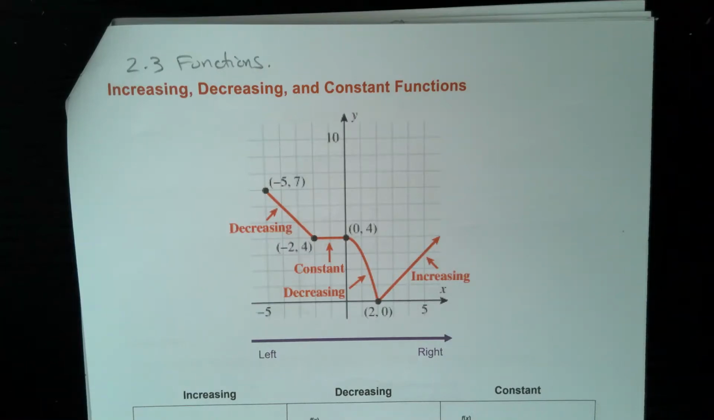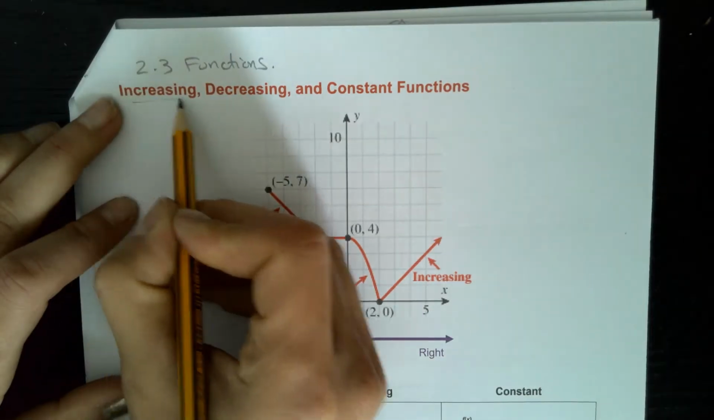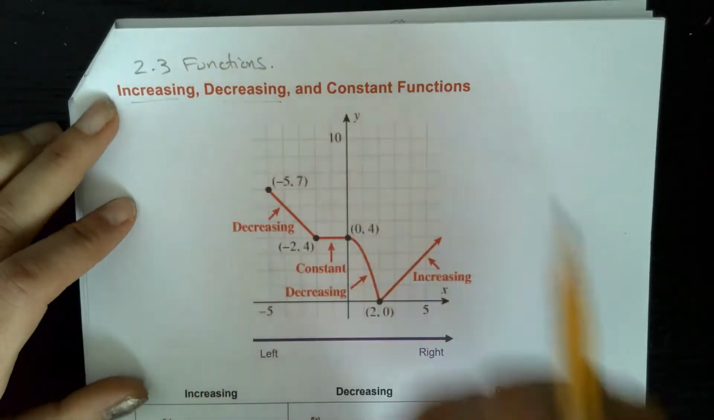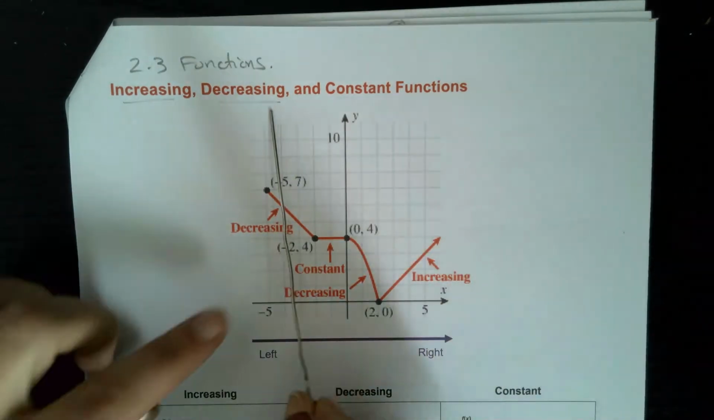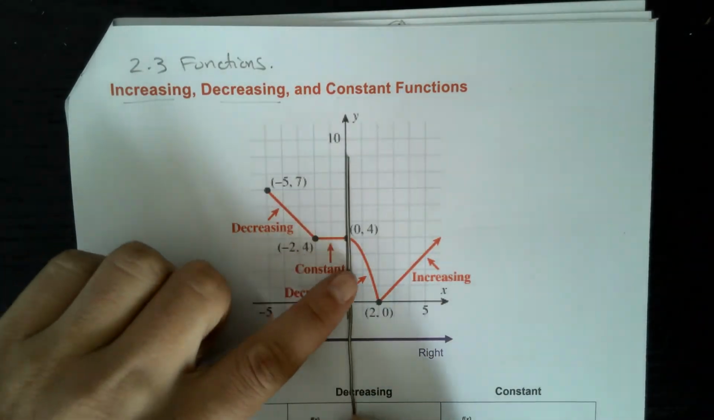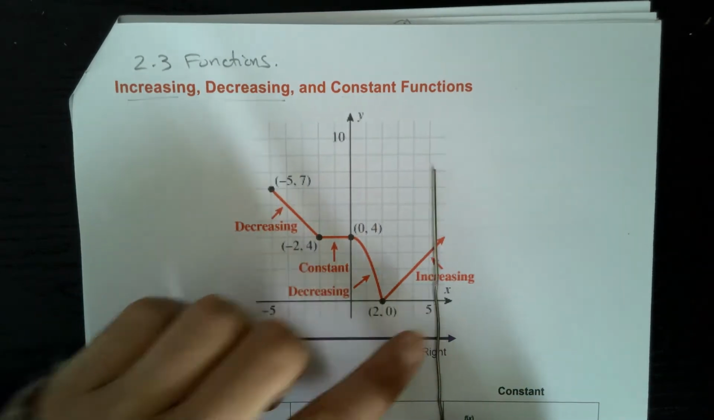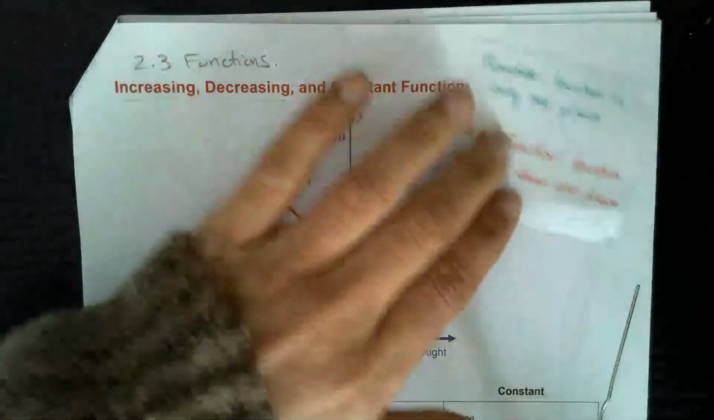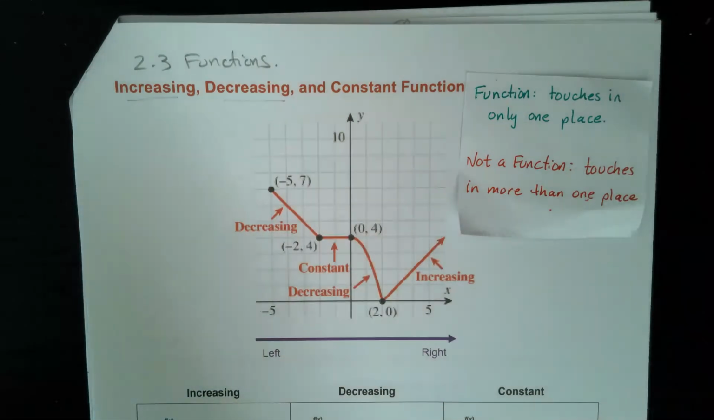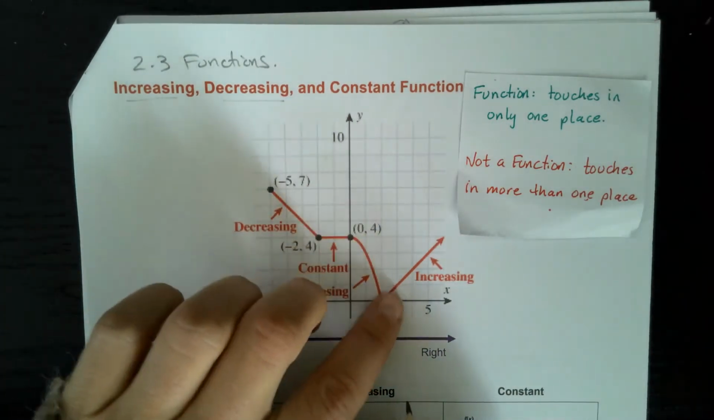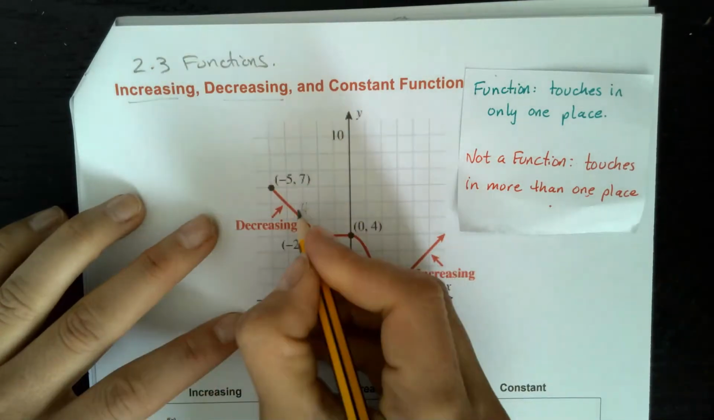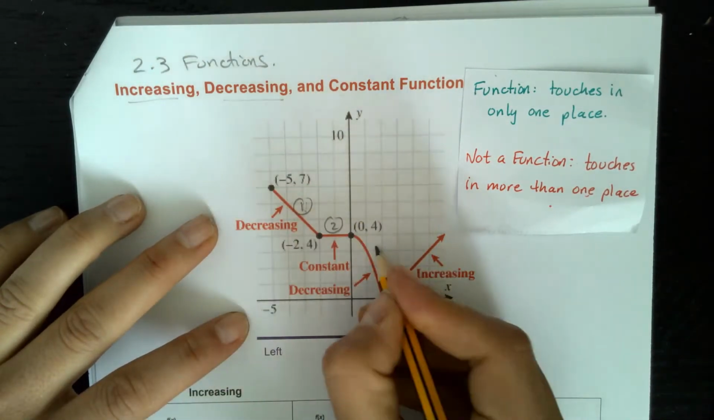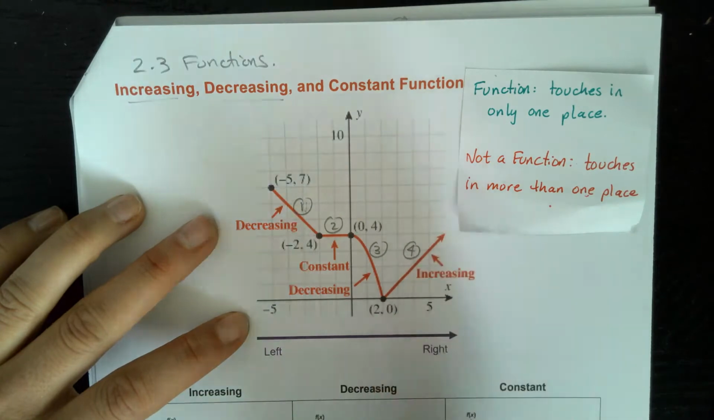In 2.3 functions, we have increasing, decreasing, and constant functions. If we look at this function, and I know it's a function because it only touches the graph in one place at a time, I can cut this function up into 4 different areas. 1, 2, 3, 4.